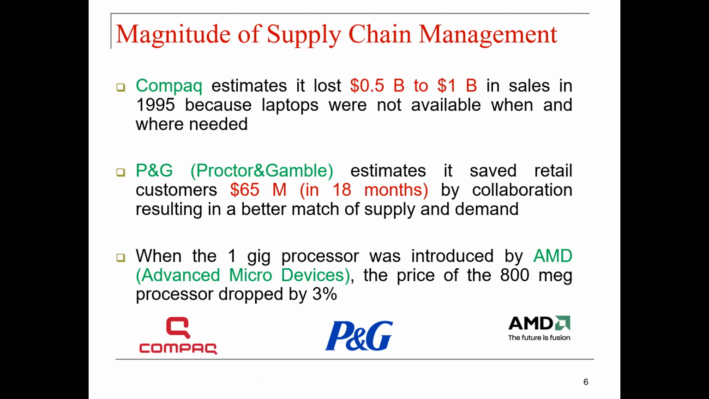On the magnitude of supply chain management: Compaq estimated it lost about 0.5 billion to 1.0 billion in sales in 1995 because laptops were not available when they were needed. Procter & Gamble estimated it saved retail customers 65 million in 18 months by collaboration, resulting in a better match of supply and demand. When the 1 gig processor was introduced by AMD, the price of the 800 meg processor dropped by 3%.